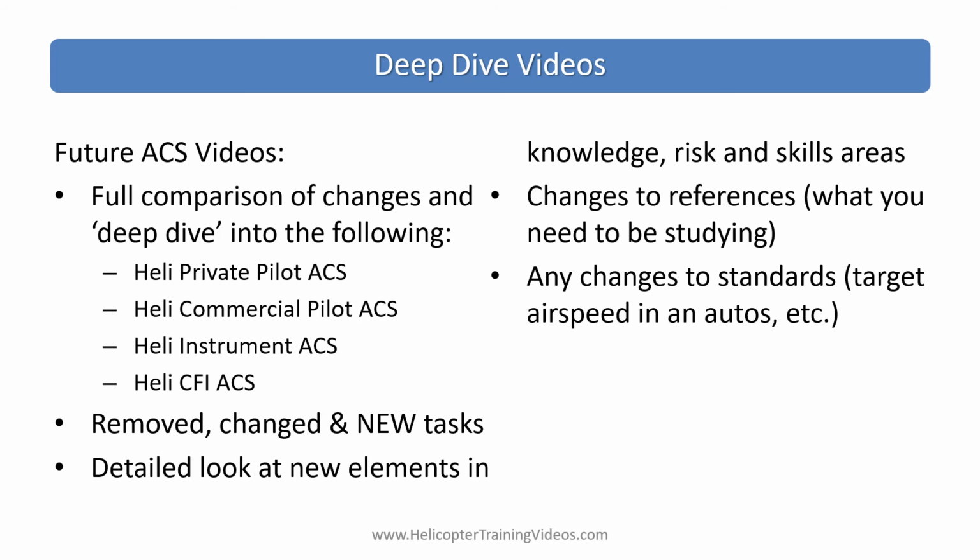So far, in terms of objective numbers, I haven't seen many changes. I do think I've seen a spot where they talked about a change in the target airspeed in autos for the private rating, but for the most part, it seems that the standard numbers have remained the same.